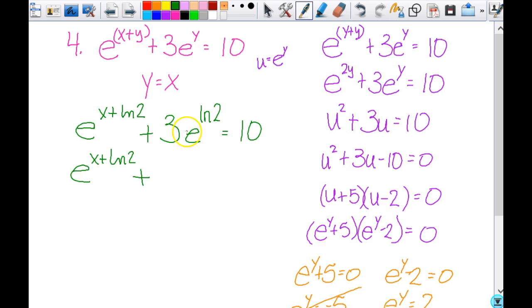It's 2, right? Because when you take e to the natural log of anything, you just get what that is. So it's 2. So really you just have 2 times 3, we get 6 there, equals 10. You can split this up a couple of different ways.